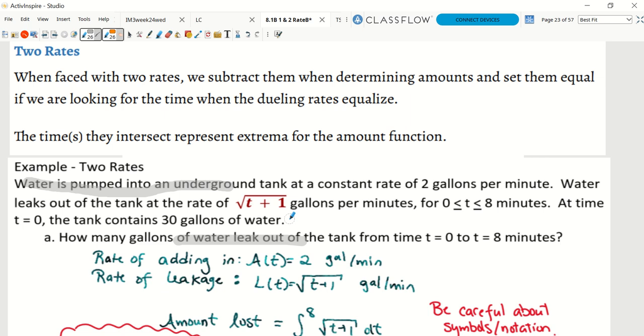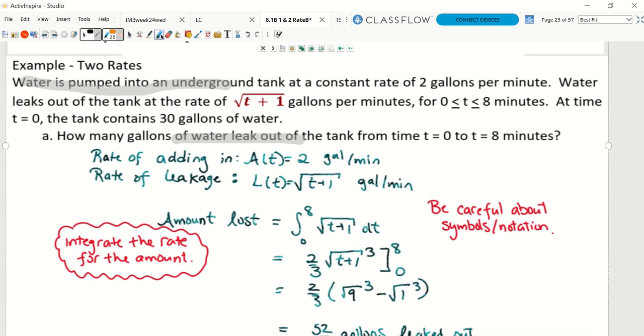What I was going to say is, in yesterday's case, there was only one rate. It would have just only been water leaking or water coming in. Now there are two going against each other. So for part A, let's read what's going on. In this context, it's pumped at 2 gallons per minute into the tank. It's leaking at this rate, which is a function, and there are initially 30 gallons of water.